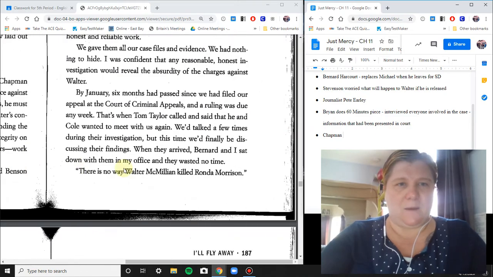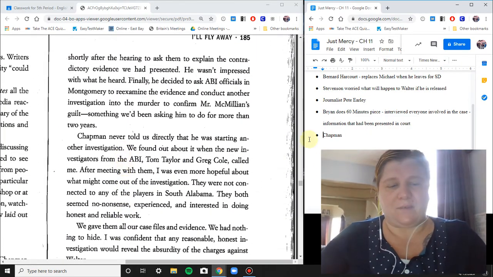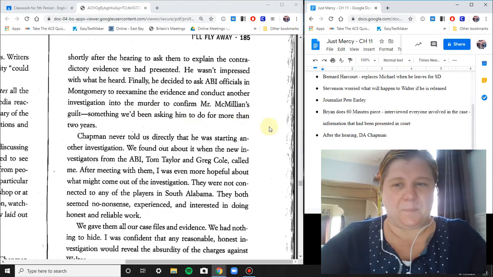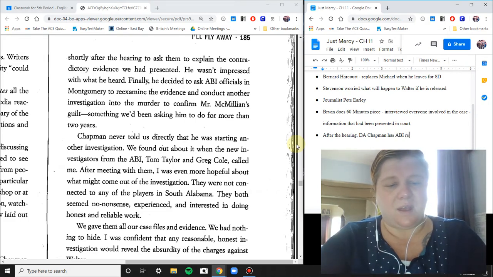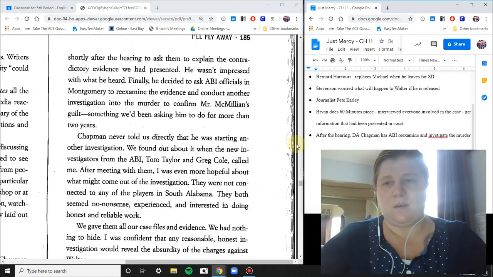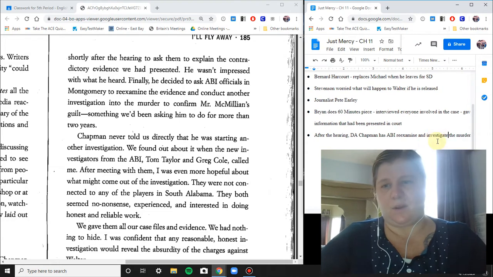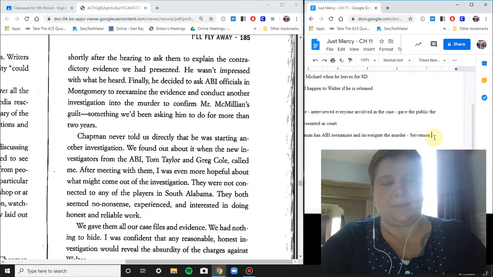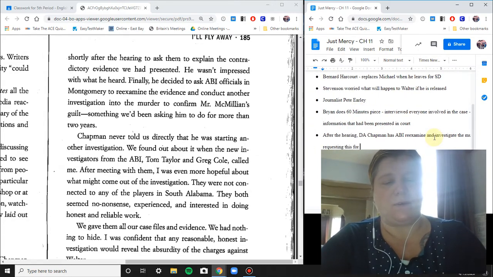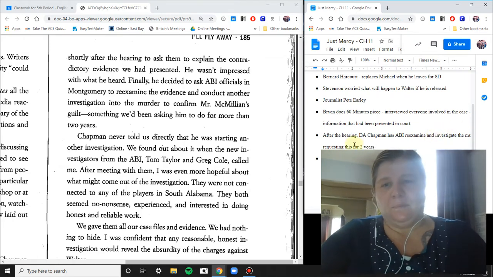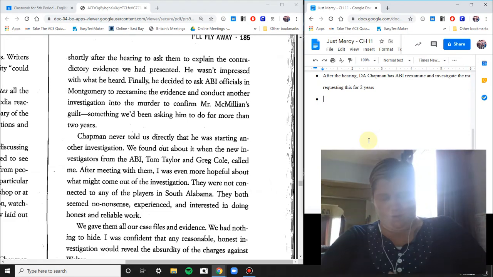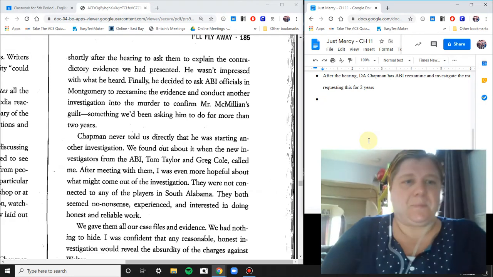So we're going to say that after the hearing, DA Chapman, the district attorney, has ABI re-examine and investigate the murder. And this is what I will put in: 2 years after, EJI, or just Stevenson, had been requesting this for 2 years. See how that's just the facts. I didn't put Chapman's motives in because I want the facts. This is a summary. Readers can read the book themselves and decide what they think of Chapman.